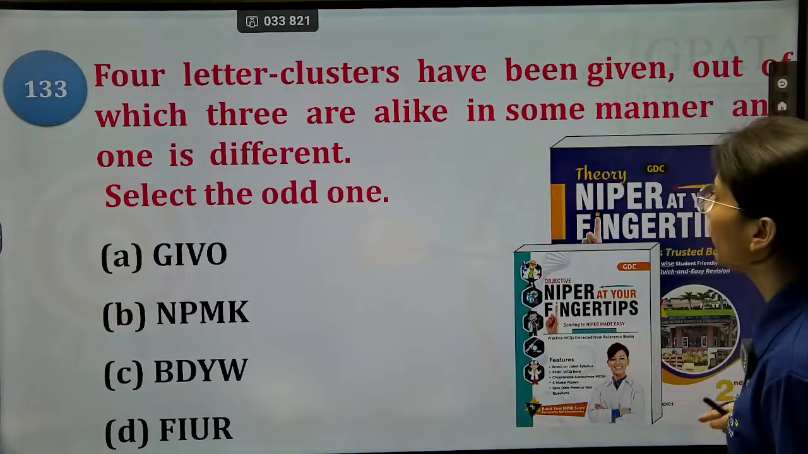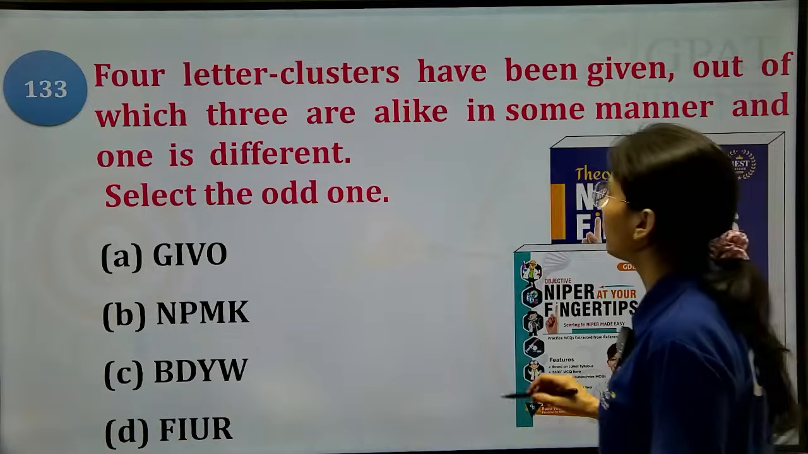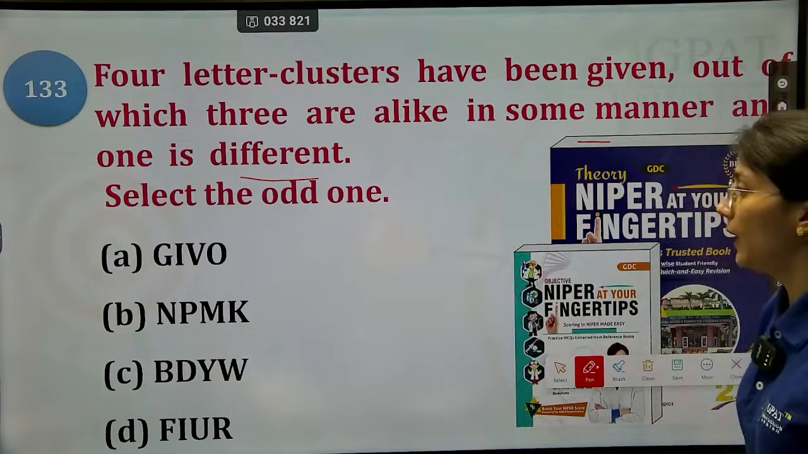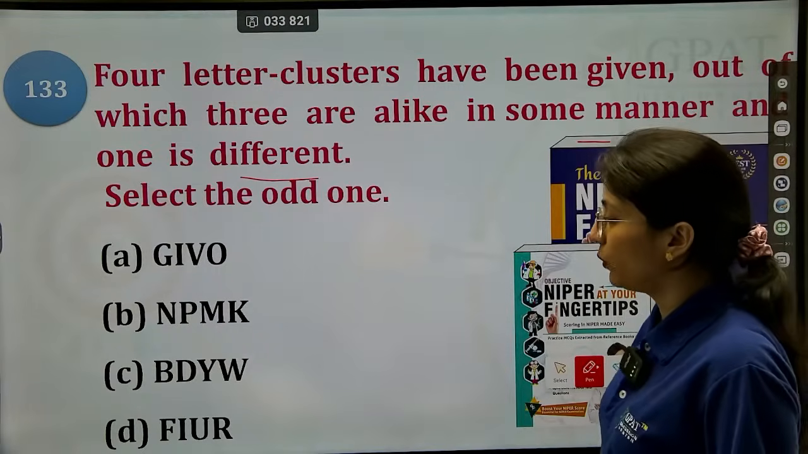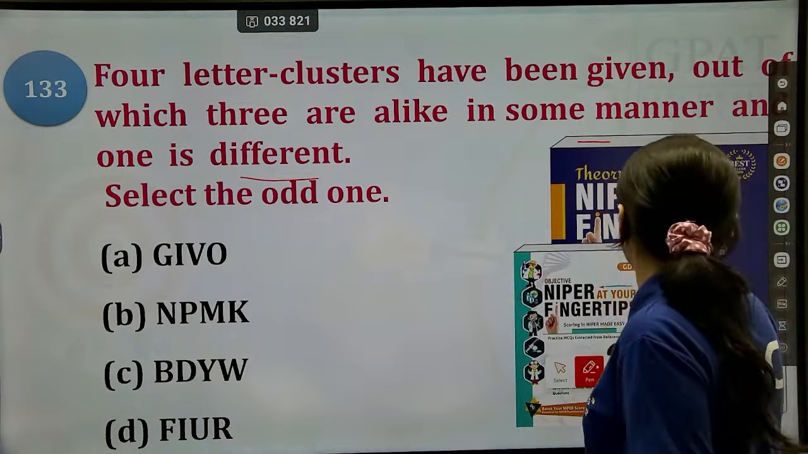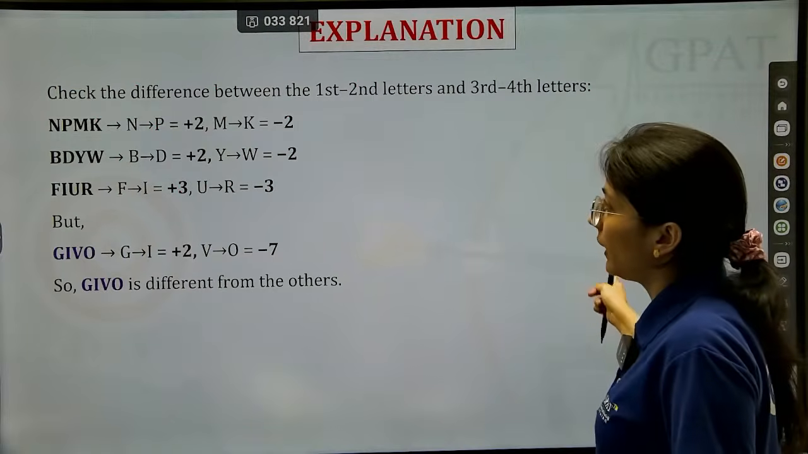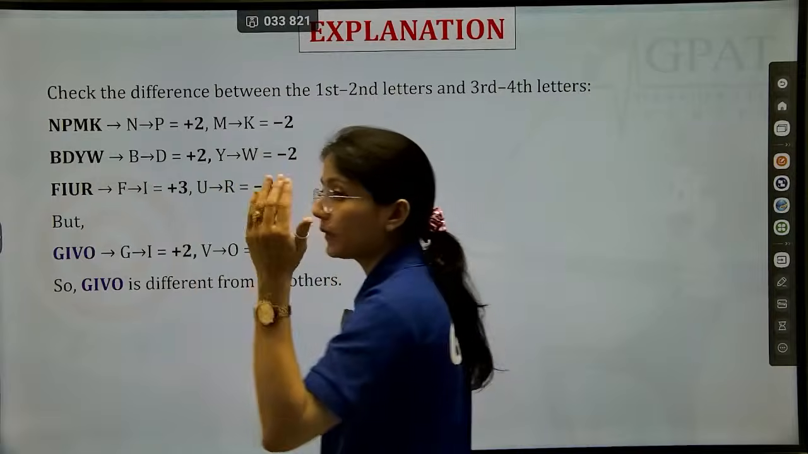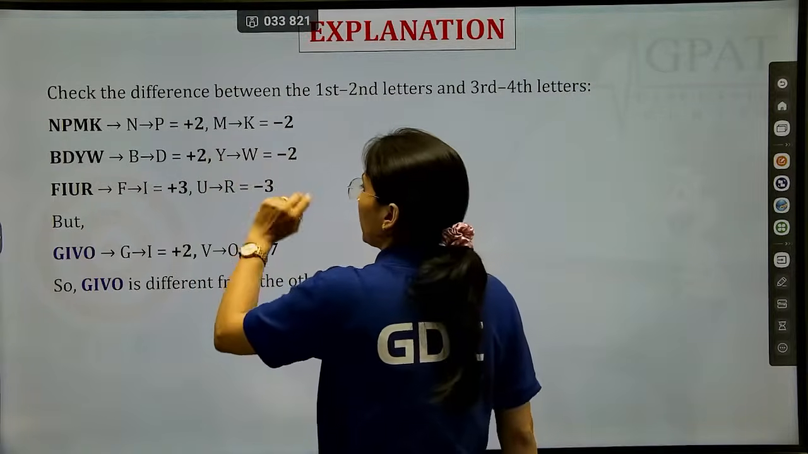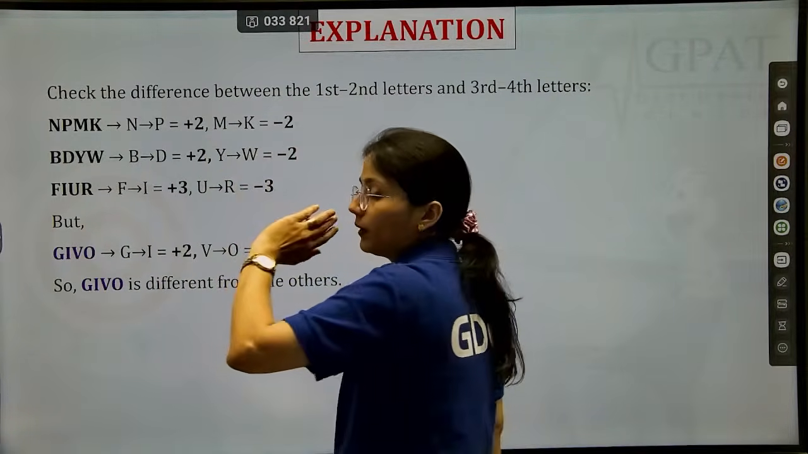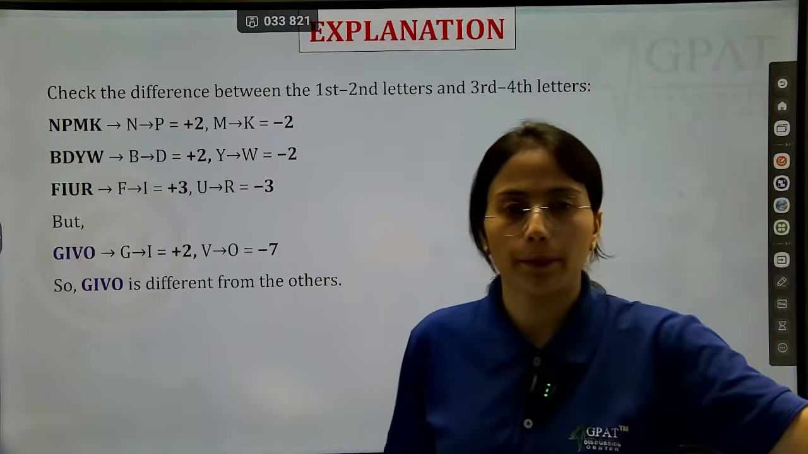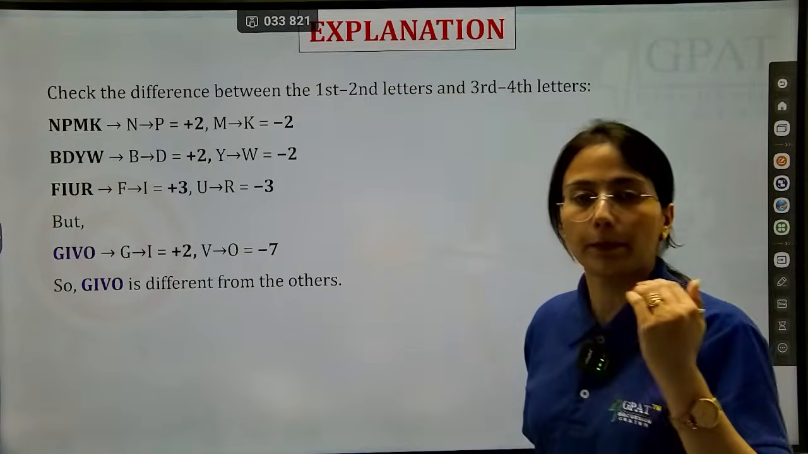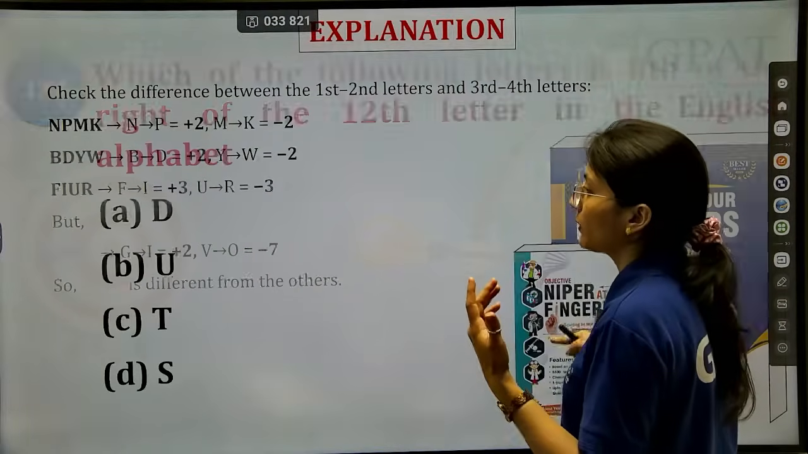Next, four letter clusters have been given, out of which three are alike in some manner and one is different. So we have to find the odd one. NP, MK, BD, YWFIUR. NP is plus 2, MK is minus 2, so there is a plus 2 minus 2 pattern. Again a plus 2 minus 2 pattern. FIR is plus 3. So there is some pattern of forward step and backward step. In the first cluster, there is not a proper step, forward or backward. So that is the correct answer.